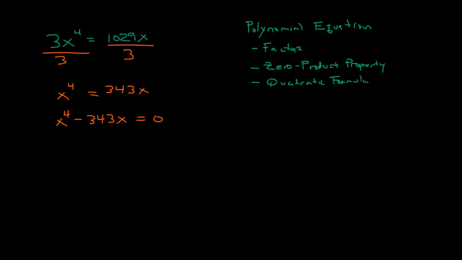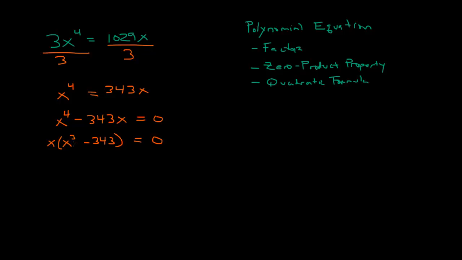Okay? And now is the point where we probably want to factor. What do these have in common? Well, they both have an x in common. So factor an x out, and what are we left with? x times x to the third power minus 343 equals 0. Okay? Now, we have factored as much as we can as far as common terms are concerned, but this should ring a bell right here.